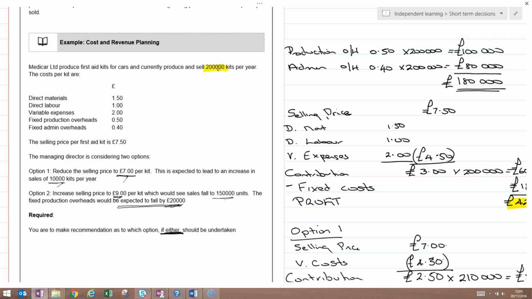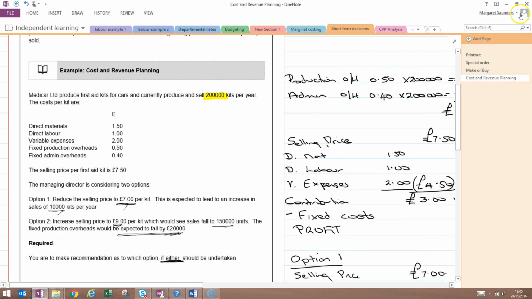Second thing to do, once you've picked out your overheads, is to calculate a contribution per unit. Now always try and work on contributions per unit. It is so much easier than working on total figures. So contribution per unit is the selling price minus the variable costs. Then multiply your contribution per unit by your quantity and you have a total contribution, and then take away your fixed costs and you have your profit.